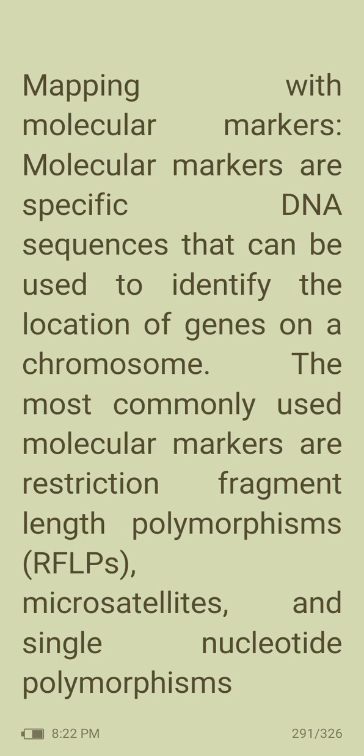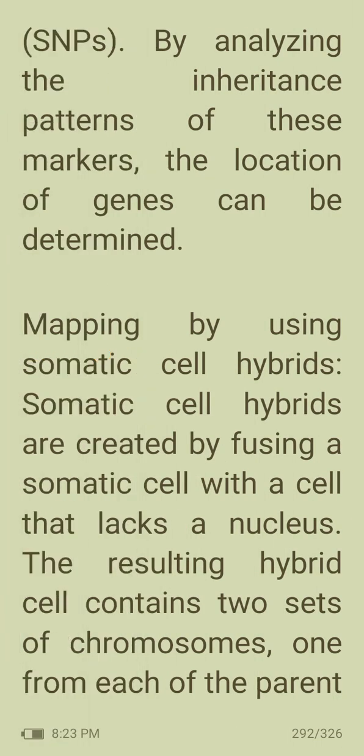Mapping with molecular markers. Molecular markers are specific DNA sequences that can be used to identify the location of genes on a chromosome. The most commonly used molecular markers are restriction fragment length polymorphisms, microsatellites, and single nucleotide polymorphisms, SNPs. By analyzing the inheritance patterns of these markers, the location of genes can be determined.